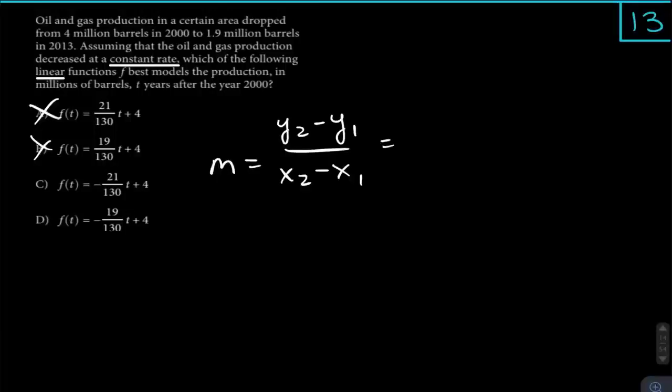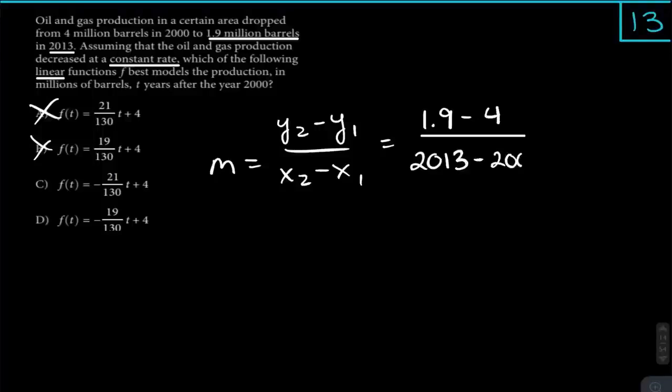So we could pick our final destination, that's the x2, y2 point. That's the final amount of barrels that we get, and that's 1.9 million. So we can just write that as 1.9, and you just know that your slope is going to be in the millions. That corresponds to 2013. We subtract. We know that we had 4 million barrels in the year 2000. And so we just go and subtract here.